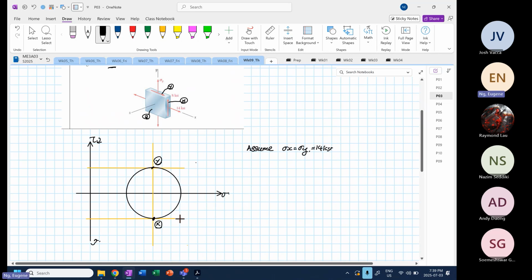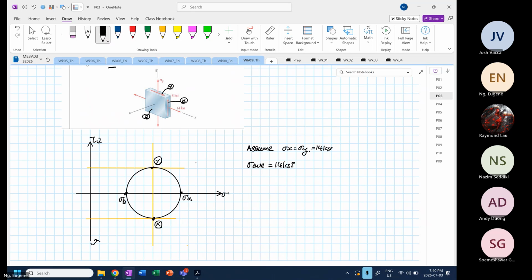And this is not to scale, okay? This is a sketch, right? So I'm going to label this as our stress A. This is stress B, right? So when this is the case, our stress average will be equal to 14 KSI. And our tau max for the XY plane is going to be 8 KSI.